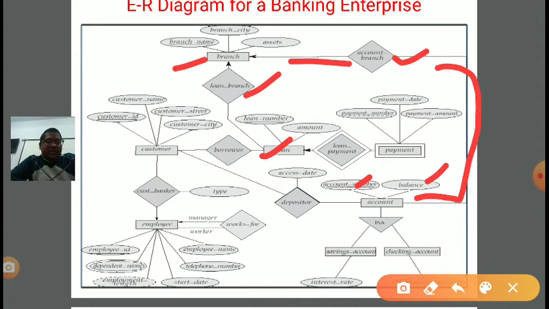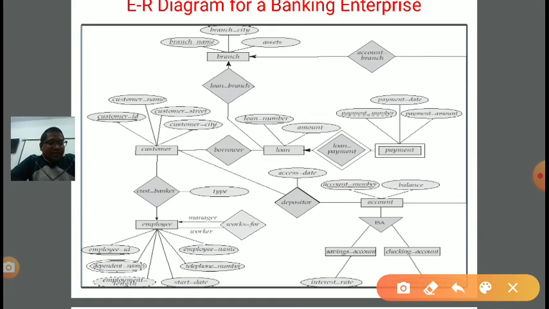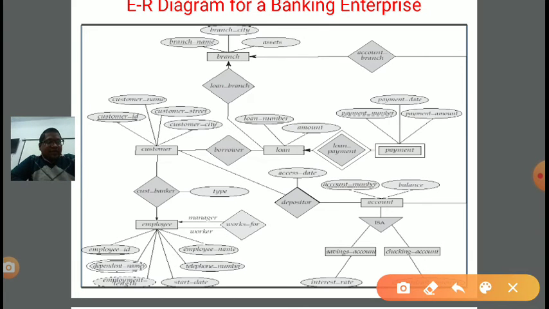Now account is further specialized with the help of an is-a relationship, and it can be a saving account or a checking account. In saving account, interest rate is the attribute and overdraft amount is the attribute in the checking account, right? So account is done.